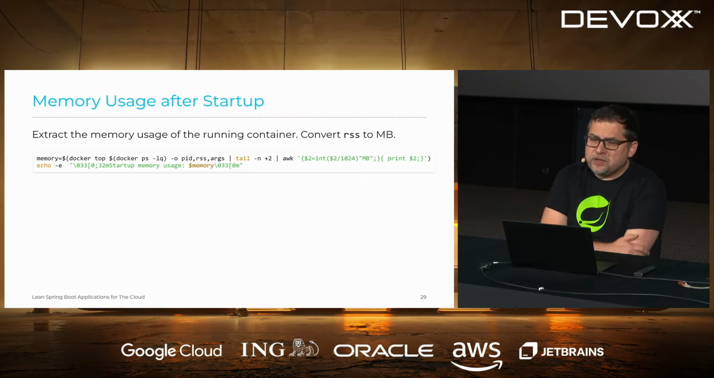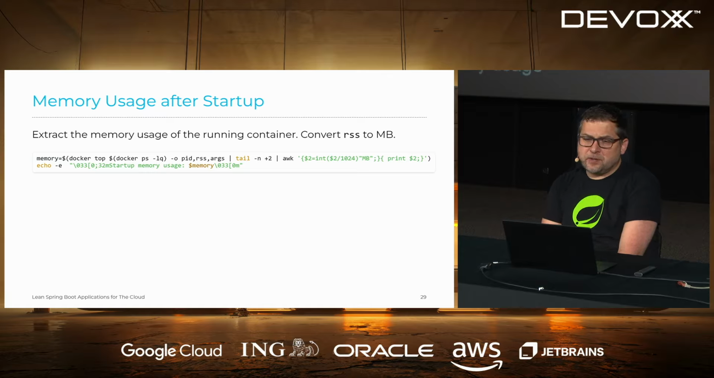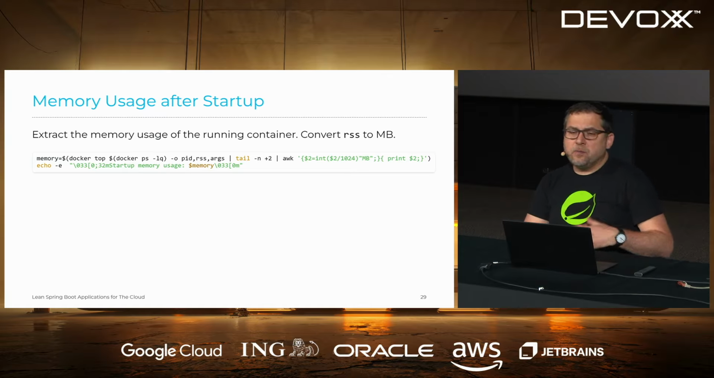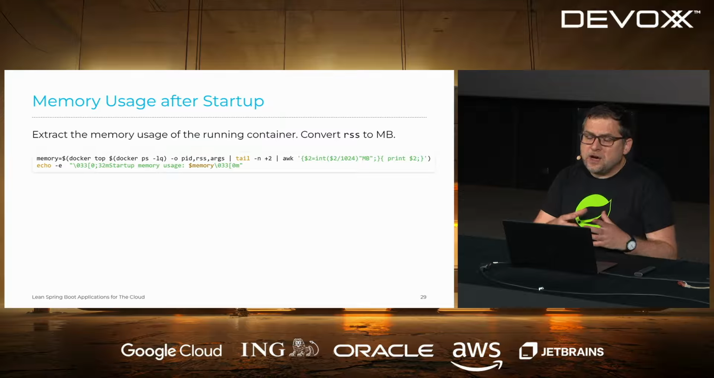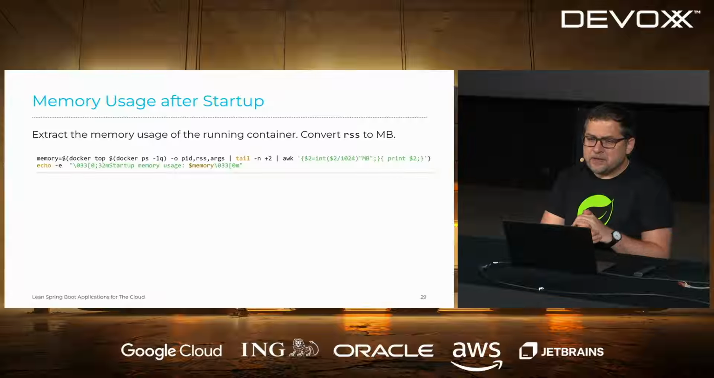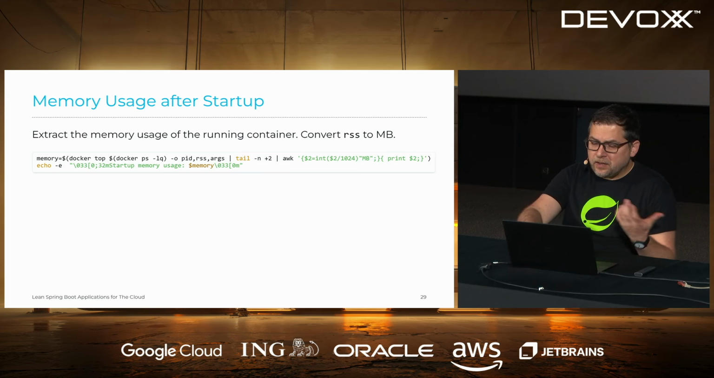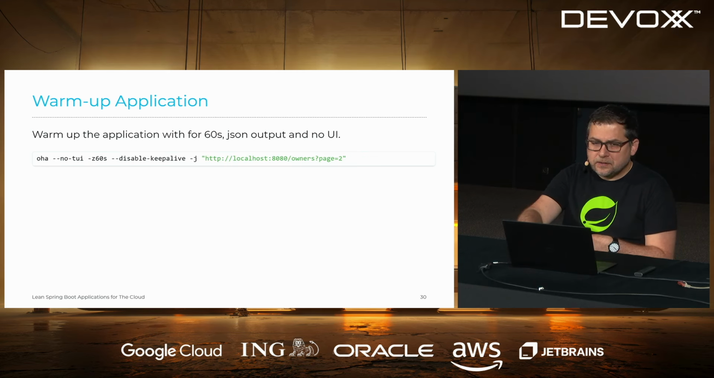What I also measure is the memory usage after startup, because I'm interested in how much memory I use immediately after startup. There I just use the docker top command. As we have seen before, we are going for the RSS memory, which is the memory used by the container. So that would be how to find out afterwards.